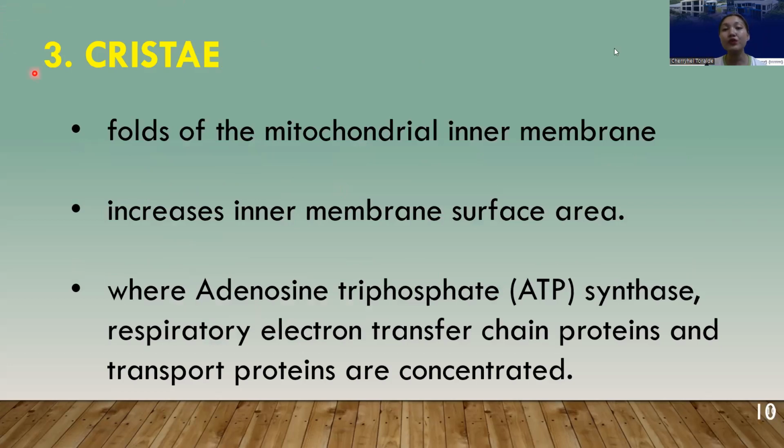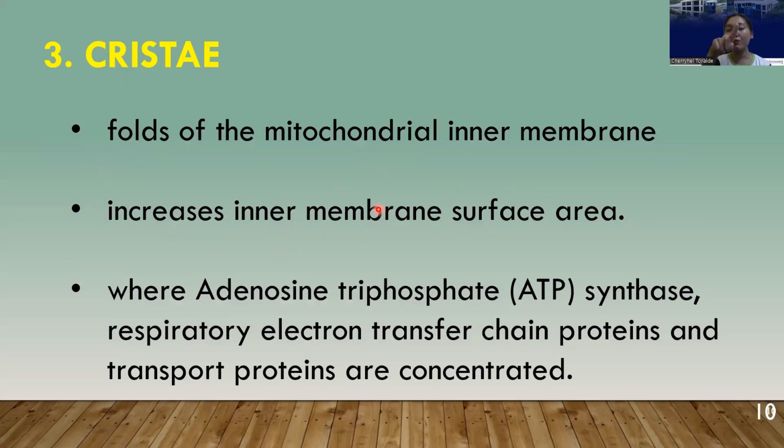Then we also have cristae or crista. These are the folds of the mitochondrial inner membrane. So aside from being the location where the synthase enzymes, complexes of the electron transport chain are found, the function of cristae also is to increase the surface area of the inner membrane.